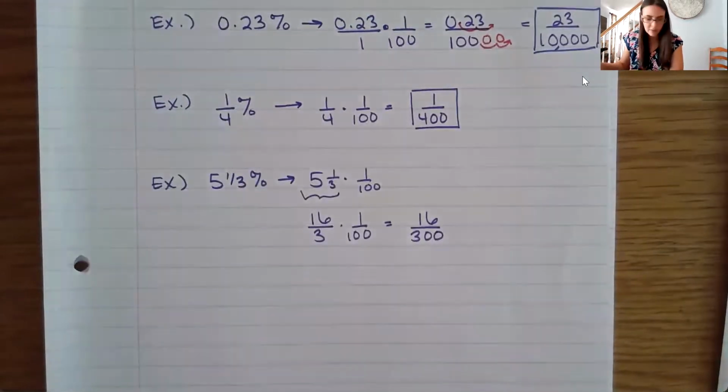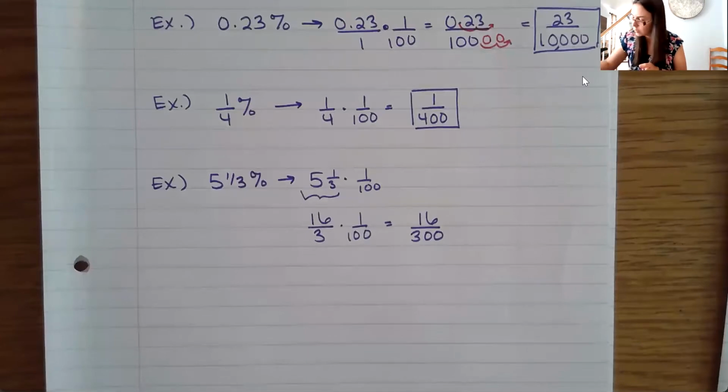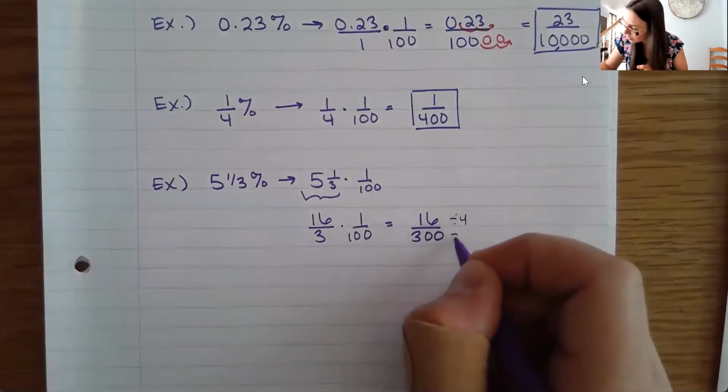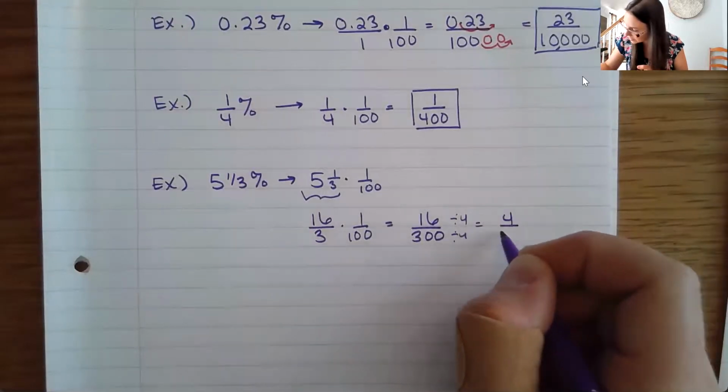And I can do a little bit of dividing there. I'm going to use my calculator here, but 4 should work in both of those. If I divide these both by 4, I have 4 over 75.